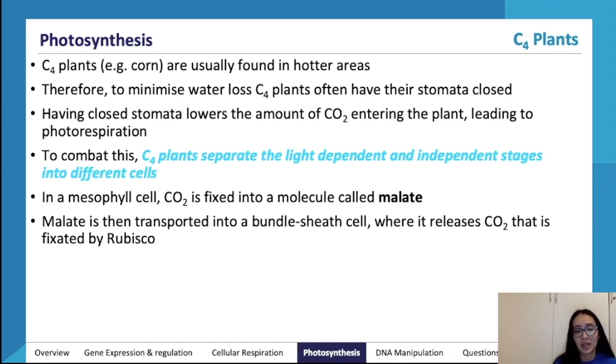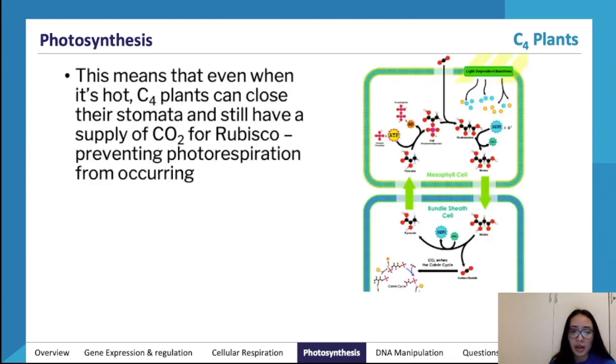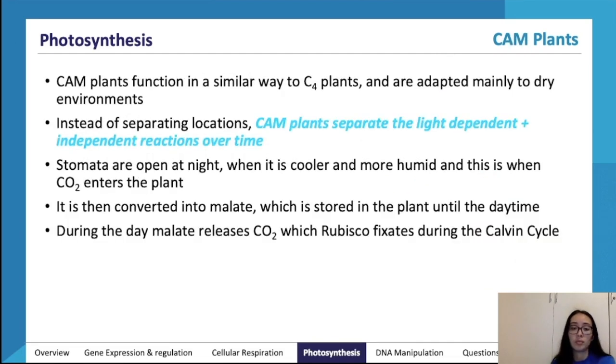So in a mesophyll cell, carbon dioxide is fixed into a molecule known as malate, and then that malate will be transported to another cell, a secondary cell called a bundle sheath cell, where it will release carbon dioxide, which is fixated by rubisco. This means that even when it's hot, C4 plants can close their stomata and still have a supply of carbon dioxide for rubisco, preventing photorespiration from occurring. So you can see here the separation of photosynthesis into its two stages in two separate cells can be quite a useful process to circumvent that loss of carbon dioxide that you get from shutting your stomata.